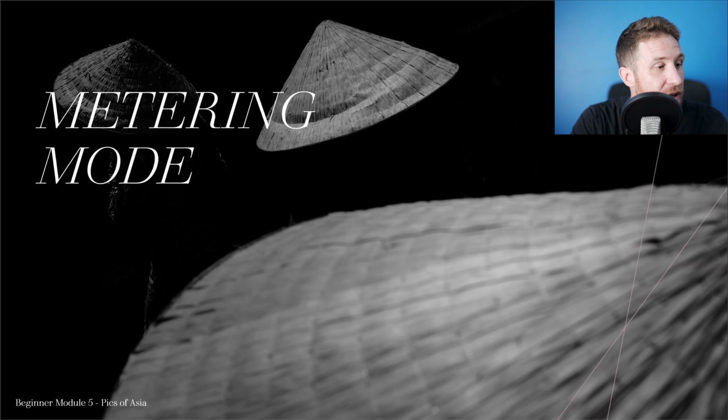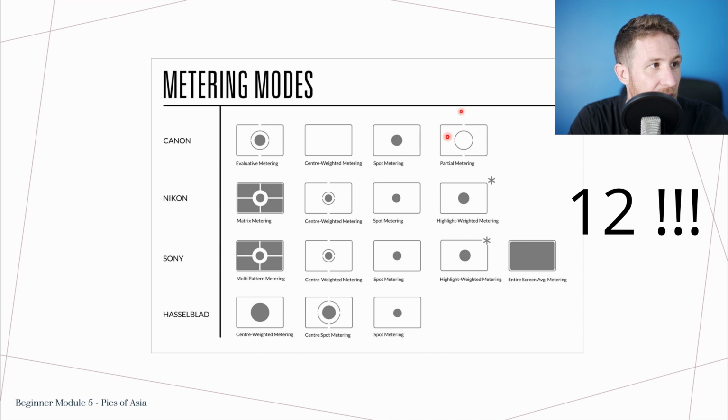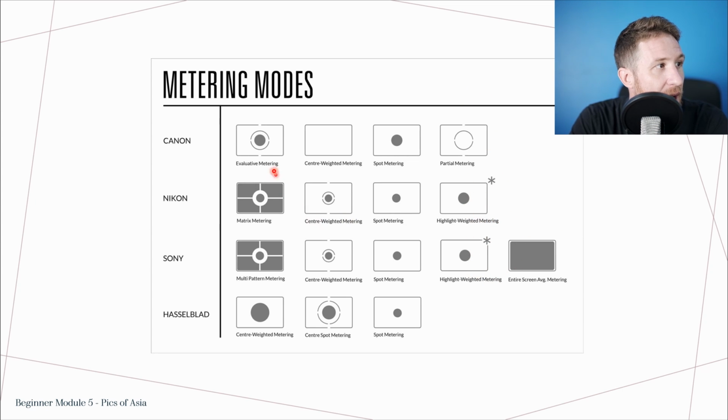All right, so let's talk about the different metering modes we have, and I want to talk about three main metering modes which are available on most camera brands. I want to talk about these 9 different things here. I will not talk about these ones because it's only for specific brands. I want to talk about evaluative or matrix metering. Okay. I want to talk about center weighted metering and about spot metering.